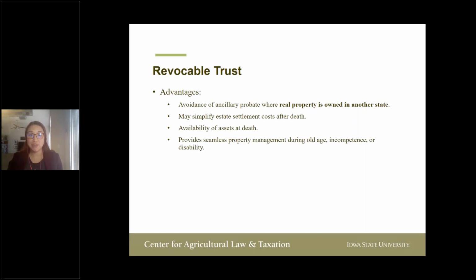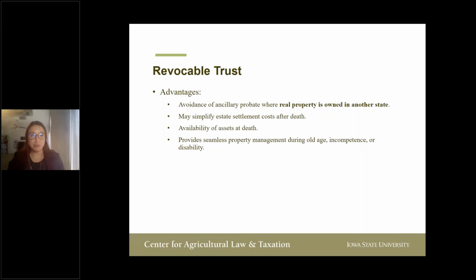Just because things have been set up, bills have been paid, the trustee should have been maintaining the trust assets throughout the life of the grantor, the person who created the trust. Assets are more easily available because probate can be a slow process. I think the average time it takes to get through the probate process to settle an estate is maybe 2 years. A trust can do that much faster.